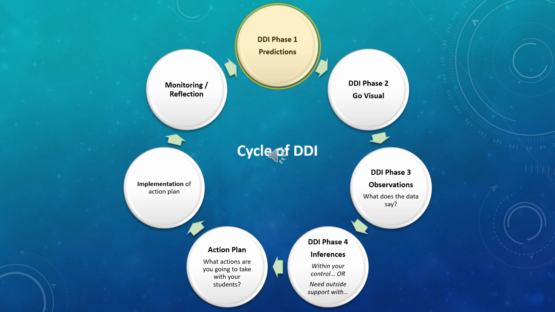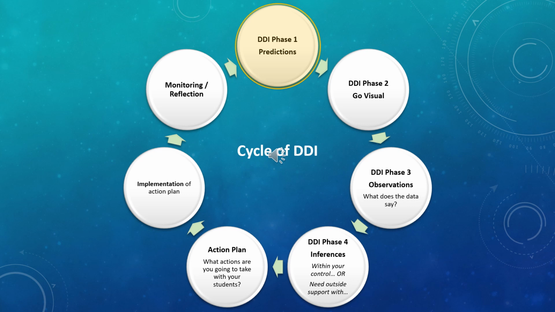Here's a visual of the DDI cycle. We will analyze each phase in some detail shortly, but let's take a bird's eye view of the process right now. Educators using DDI start the process at phase 1 by making predictions about their student data. Then they move on to phase 2, where they create or use available visuals to represent the data. Following that, educators reach phase 3 and make observations about the data.